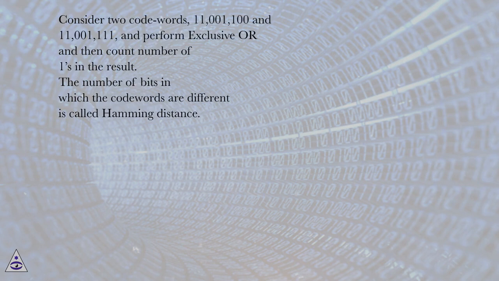Consider two code words, 11001100 and 11001111, and perform exclusive OR and then count the number of ones in the result. The number of bits in which the code words are different is called Hamming distance.